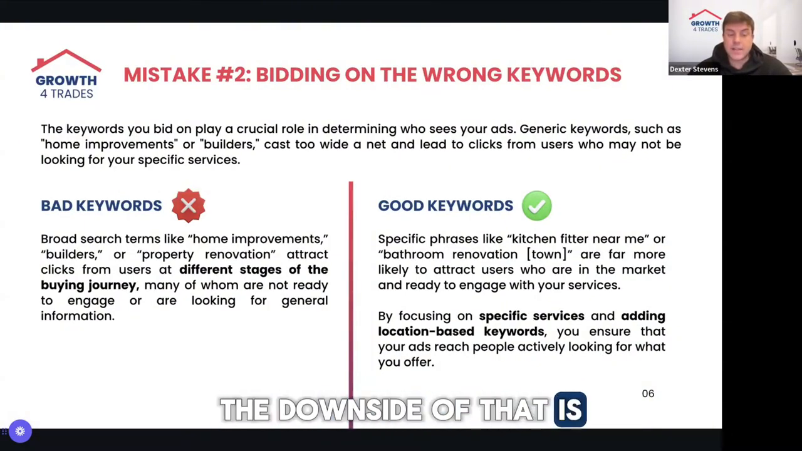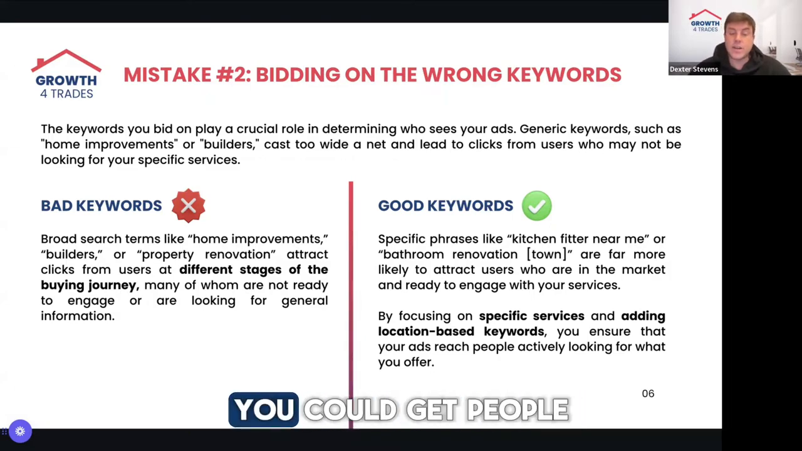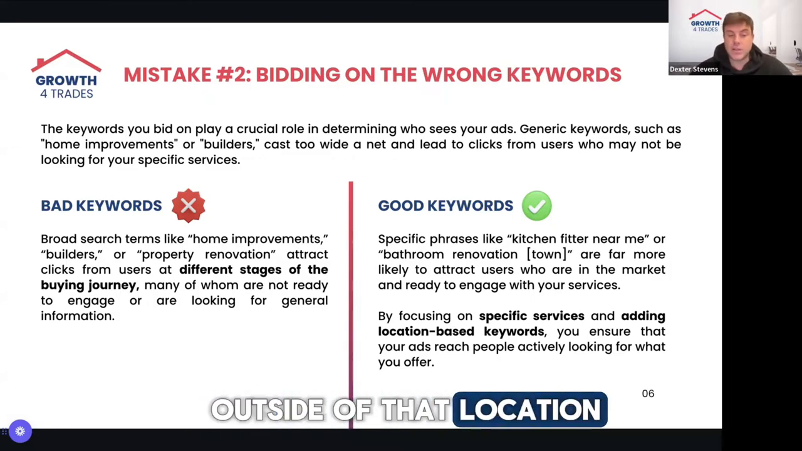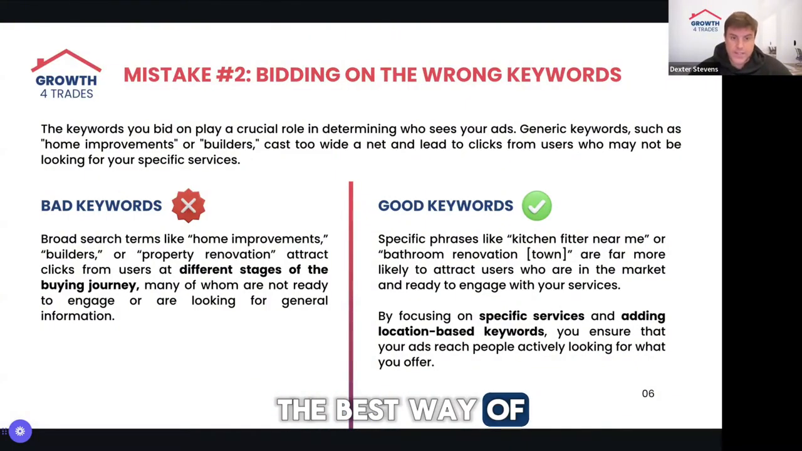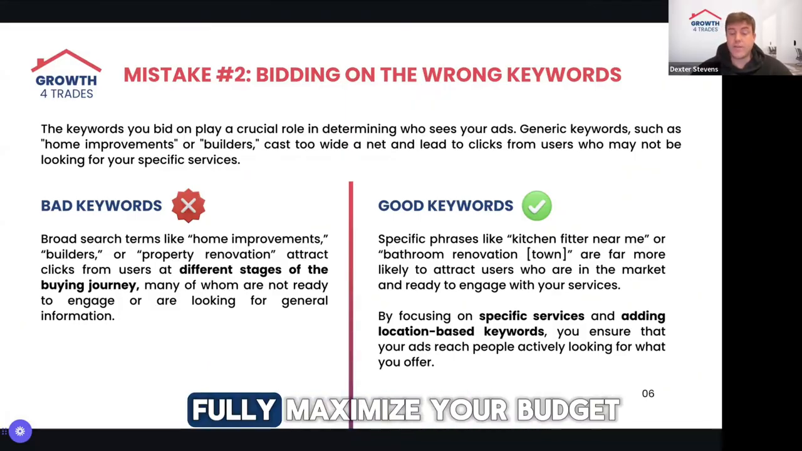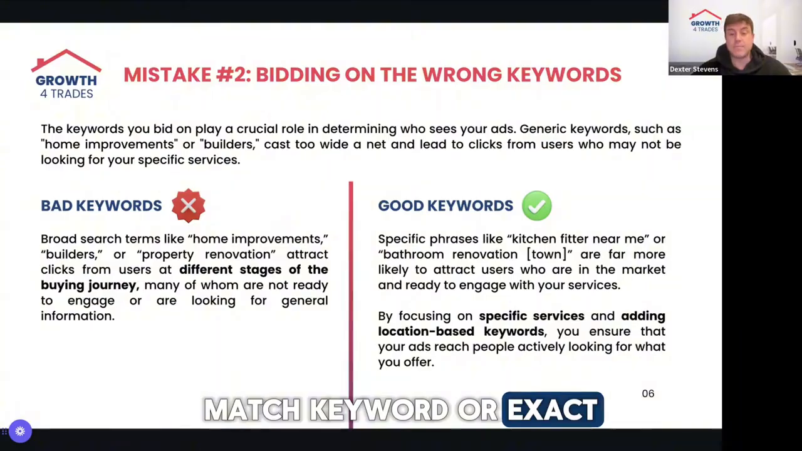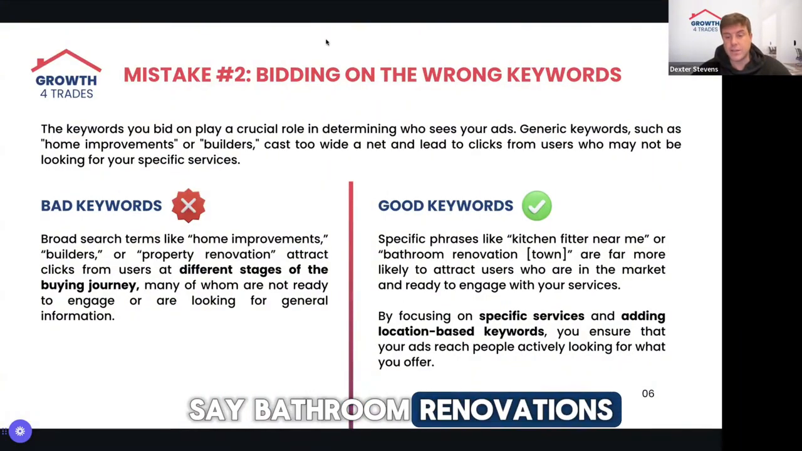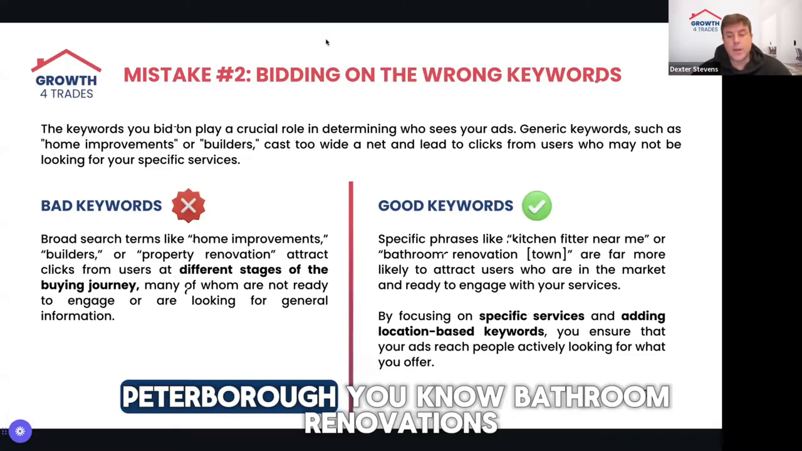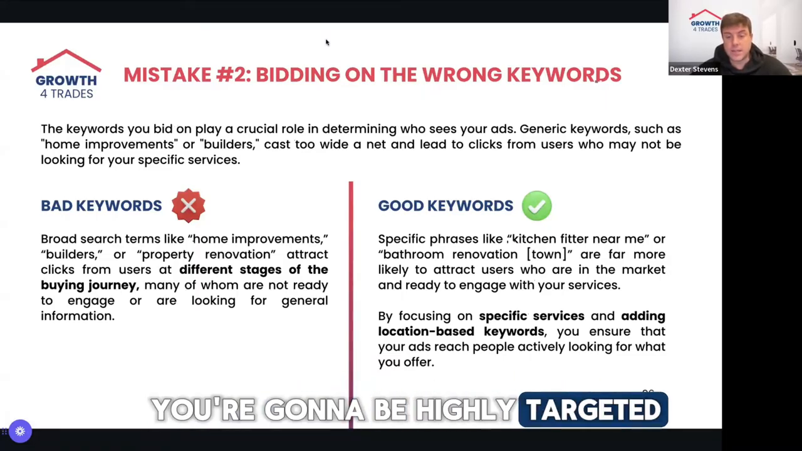Obviously, the downside of that is if you've not targeted your location, you could get people outside of that location looking for builders, and you're going to come up. So the best way of setting up the campaign, to fully maximize your budget, would be as a phrase match or exact match keyword, where you could target, say, "bathroom renovations Peterborough" or "bathroom renovations Fulham", because that way you're going to be highly targeted.